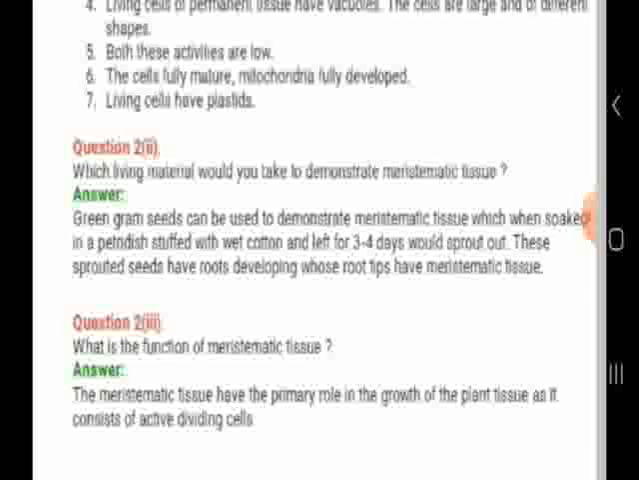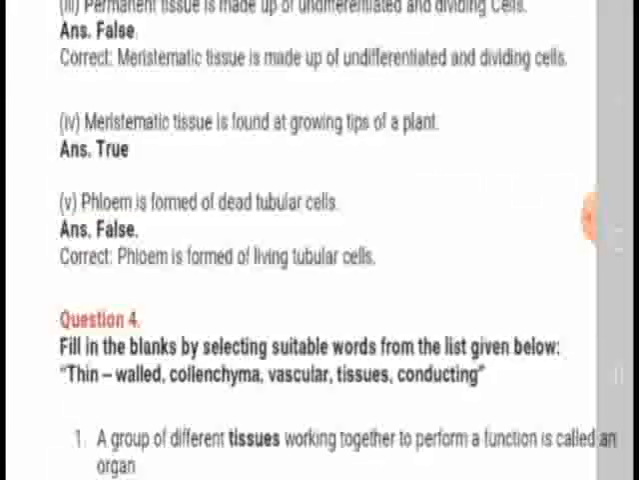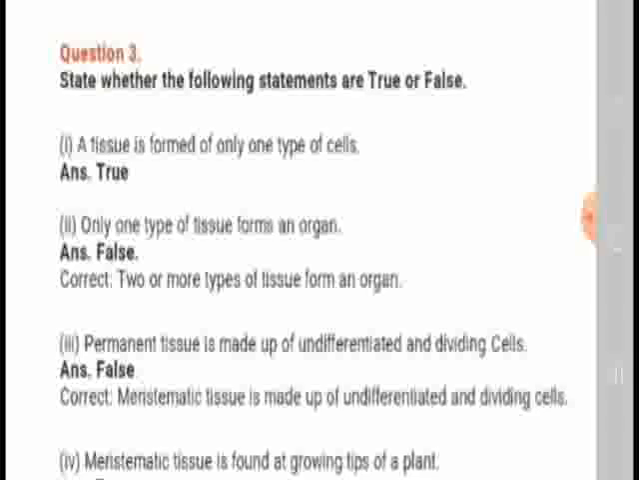The primary role of the meristematic plant tissue is that it consists of dividing cells. Meristematic tissue divides the cells; it is its first work. Next, a tissue is formed of only one type of cells. Yes, a tissue will be formed with only one type of cells. There will be no more types of cells.